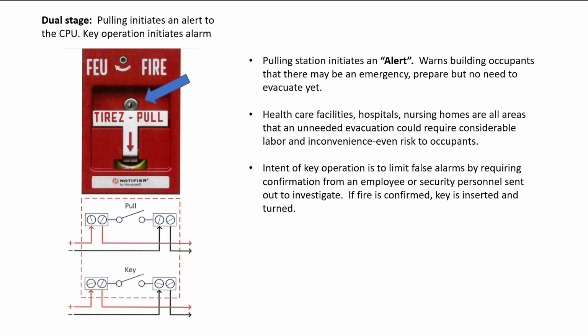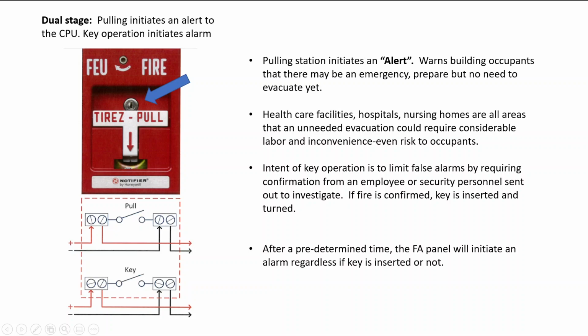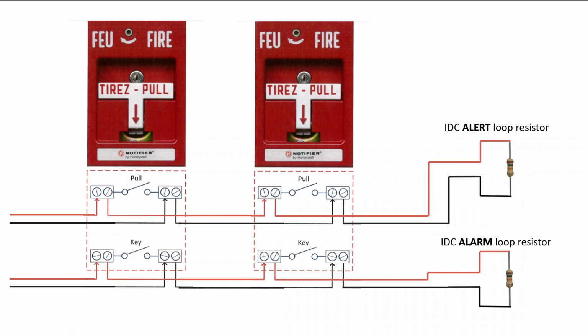And you can see on this dual stage pull station, there are two sets of contacts. The first one is a switch, like the toggle switch when you pull down the handle. The other one is initiated by the key, and we can see the keyhole shown there or pointed to by the blue arrow. After a predetermined amount of time, the fire alarm panel will initiate an alarm regardless if a key is inserted or not.